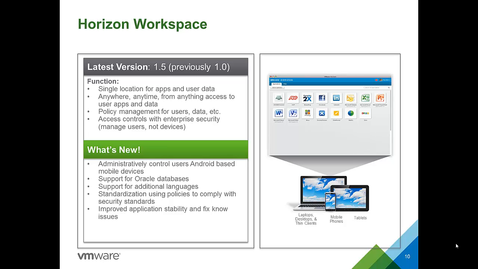The main function of Horizon Workspace is basically providing a single location for all company applications, as well as all company and employee data. To make a simple comparison, Workspace is much like an enterprise version of Dropbox that many of you are currently using, which provides a central location for all your files. It also provides an anywhere, anytime, from any device solution to company applications and data.